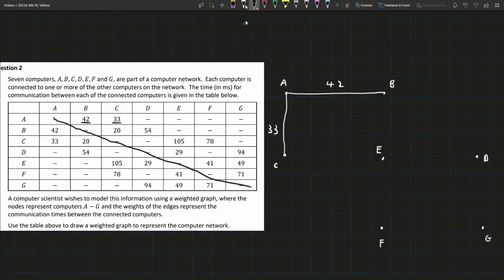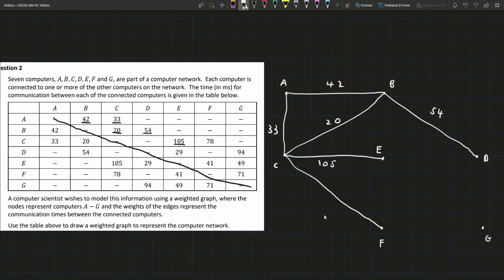So if we look at B, B to C is going to be 20. So B to C, we do 20. Then I'm just going to put a little underline to show that we're done. B to D is 54. B to D, we have 54. And that's it for B. Now if we look at C, we have C to E, because the other ones on the other side, we've already done them. We've done C to A and C to B. So we're going to look at C to E, which is 105. So C to E, that'll be 105. Then we have C to F, which is 78. Then I'll just underline that. Now we're done with C.